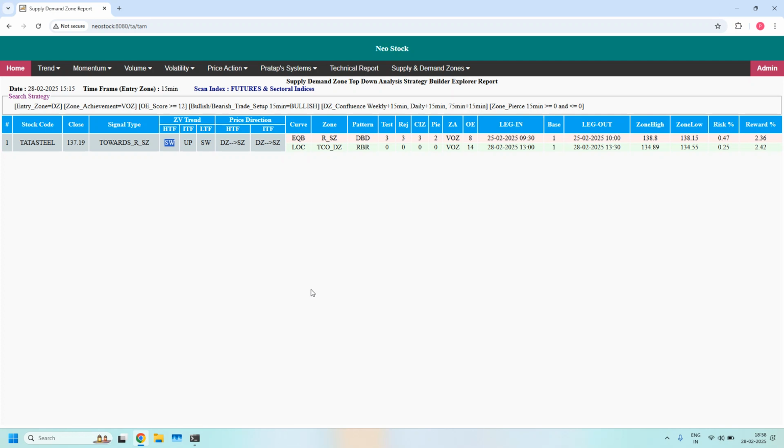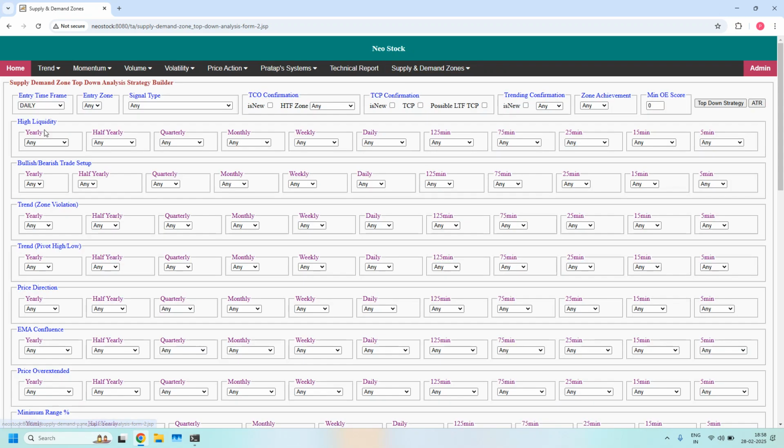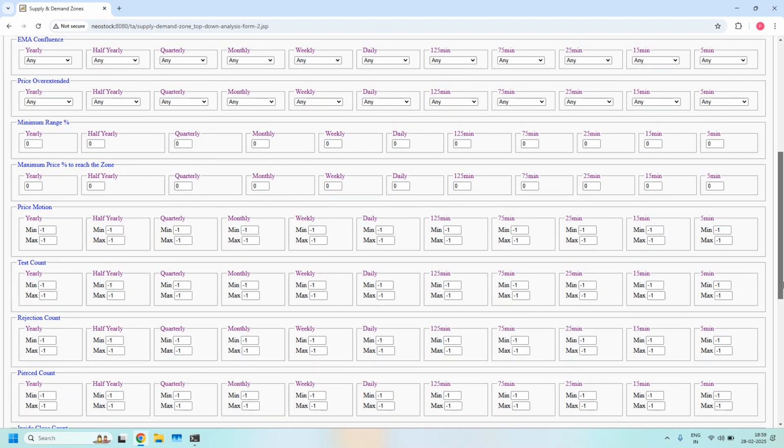Next, bearish trade setup for daily income trade. Entry time frame 15 minutes. Entries on supply zone. Bullish or bearish trade setup at 15 minutes, I am selecting bearish. Zone achievement VOZ. Minimum order enhancer score 12. And this 15 minute supply zone should not be pierced. So in the pierced count at 15 minutes time frame, I am setting minimum value 0, maximum value 0.